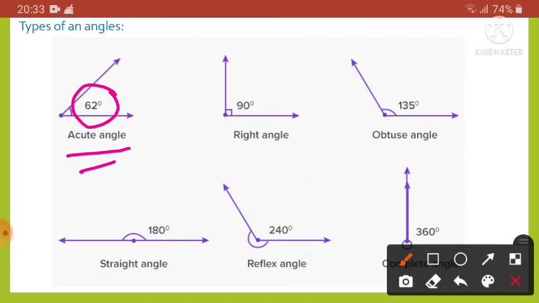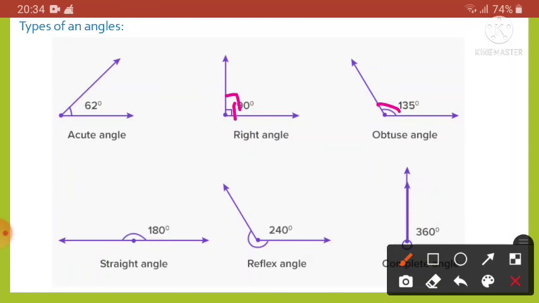Next one is the right angle. So what is a right angle? An angle which measures 90 degrees is called a right angle. Here you can see that the measurement of the angle is 90 degrees, so it is a right angle.